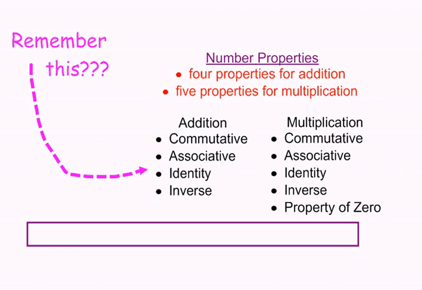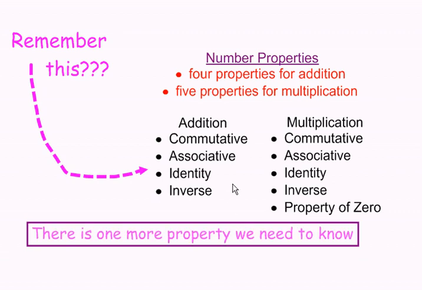We have already talked about 9 different number properties: 4 properties for addition, commutative, associative, identity, and inverse. And then we had 5 properties for multiplication. The first 4 were the same. And then we had that one called the multiplicative property of 0: anything times 0 is 0. Well, we've got one more property to discuss, and that is the distributive property.